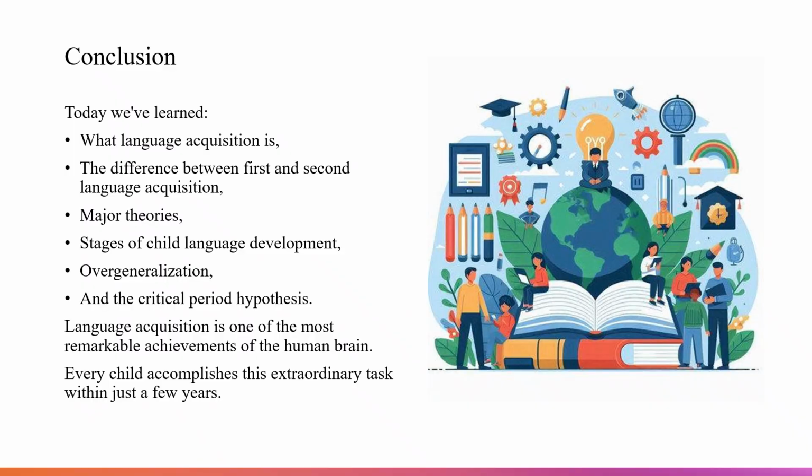Let's conclude what we have learned today. We have learned what language acquisition is. We have talked about the difference between first and second language acquisition. We have seen the major theories. We have talked about the 4 basic stages of child language development. We talked about overgeneralization. And finally, we talked about the critical period hypothesis.